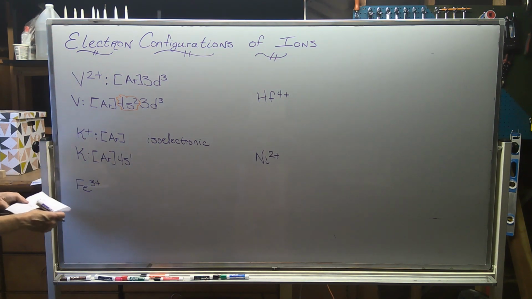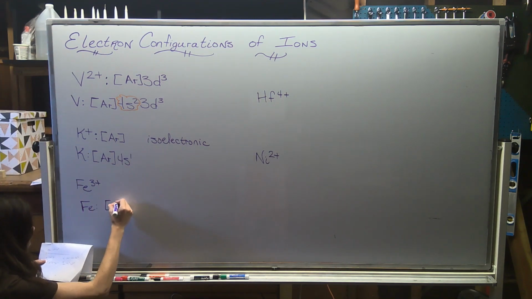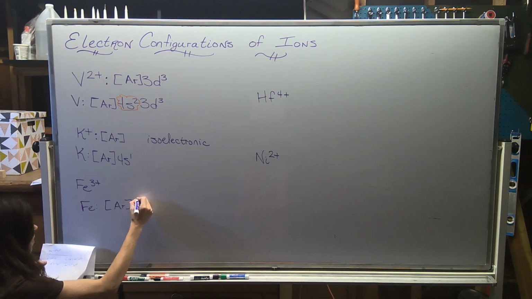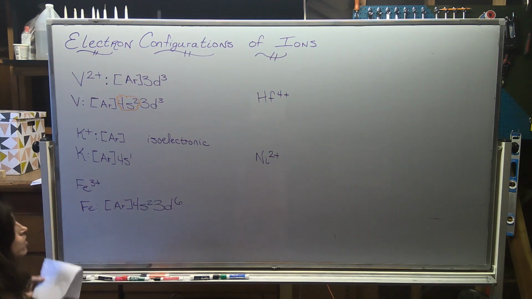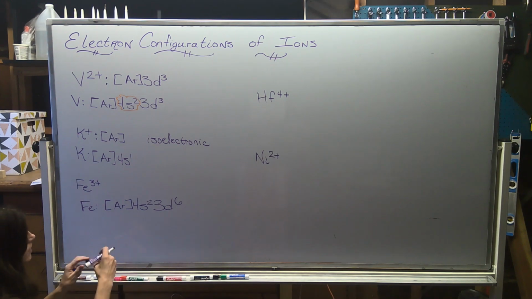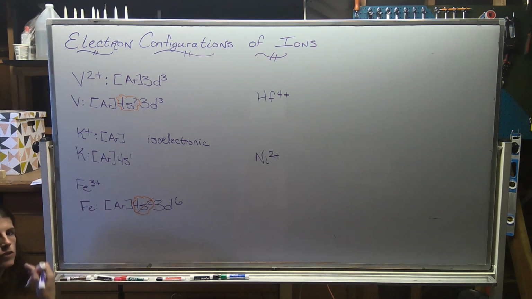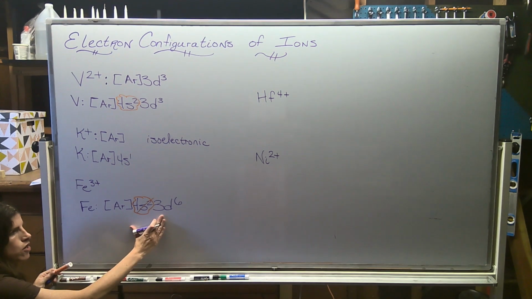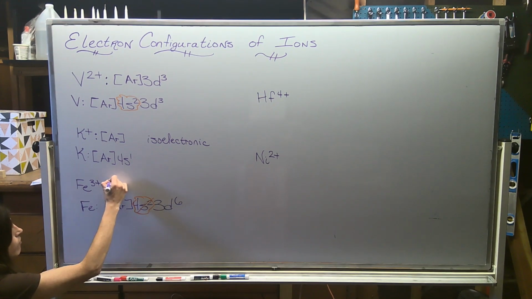For iron 3+, for the neutral iron, it's argon 4s2, 3d6. So here's an interesting example. We see that the valence is the 4s2. And that's going to drop out as we're trying to obtain a +3 charge. After that, we don't have a choice but to take another electron from the 3d. And so the 3d would go down to a 3d5.